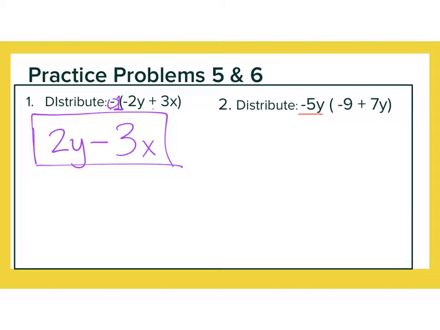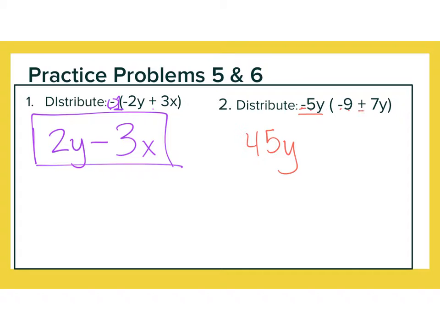-5y, all right? So let's do signs first. Negative times negative is positive. I don't put the plus because it's my first term. 5 times 9 is 45. And then I have just a y, so it stays a y.